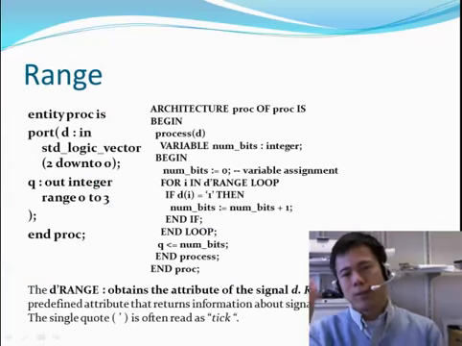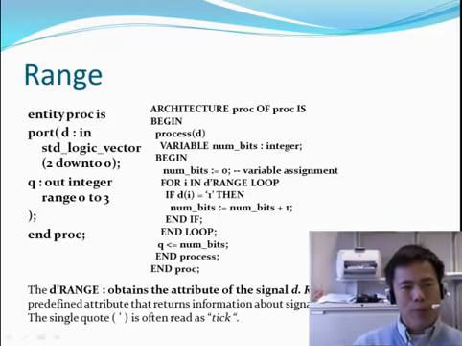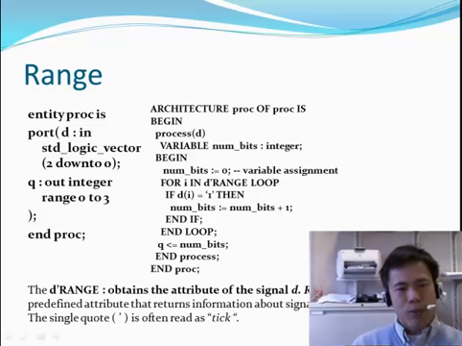Okay, in VHDL. So let's take a look at this range. First, we define a port Q as output of type integer. The range of it is from 0 to 3. That means Q could be 0, 1, 2, 3. And we can also define an input port of type integer with this range. Once we define it that way, you can use d'range.